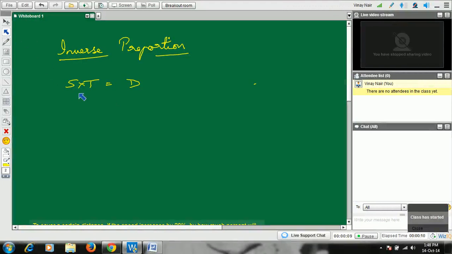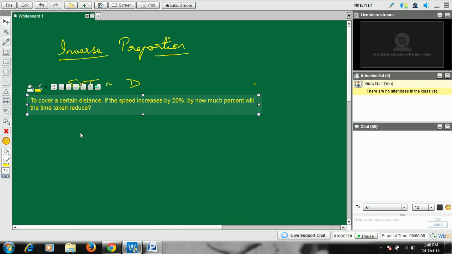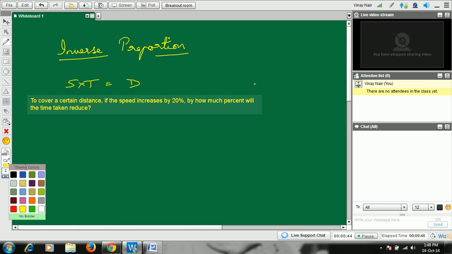Inverse proportion: one of the common examples is speed multiplied by time is equal to distance. So if we have to cover a certain distance, and the speed increases, then the time taken will be lesser, it will reduce, and if the speed reduces, then the time taken will increase. Now the question is, if we have a problem like this: to cover a certain distance, if the speed increases by 20%, then by what percent will the time taken reduce?